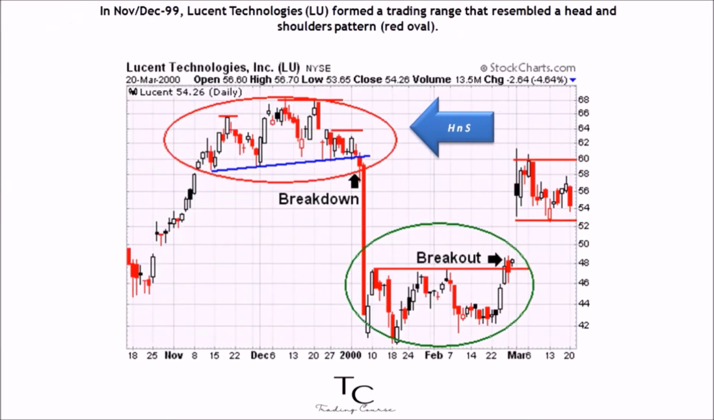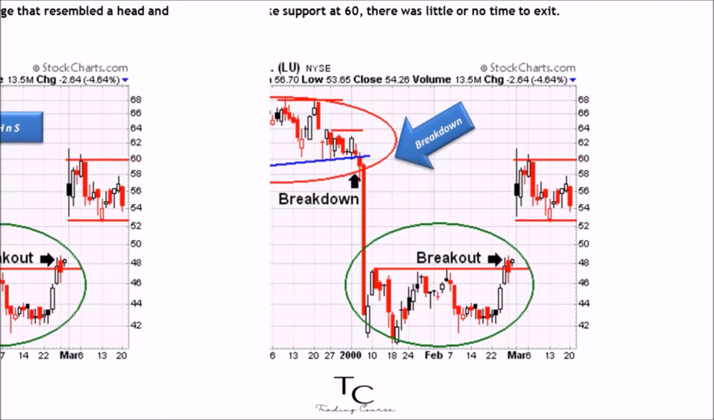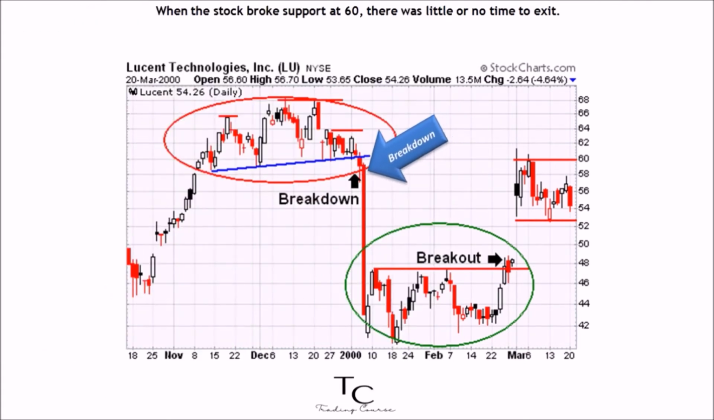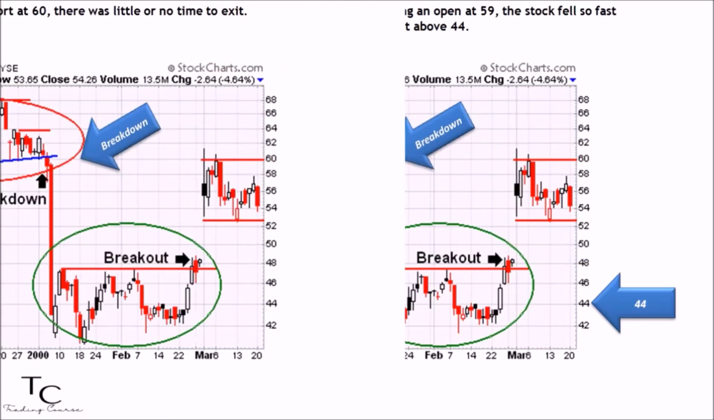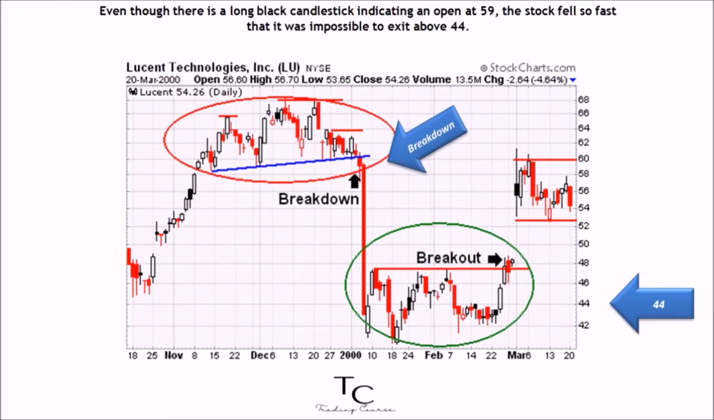In November, Dec 99, Lucent Technologies, LU, formed a trading range that resembled a head and shoulders pattern, red oval. When the stock broke support at 60, there was little or no time to exit. Even though there is a long black candlestick indicating an open at 59, the stock fell so fast that it was impossible to exit above 44.